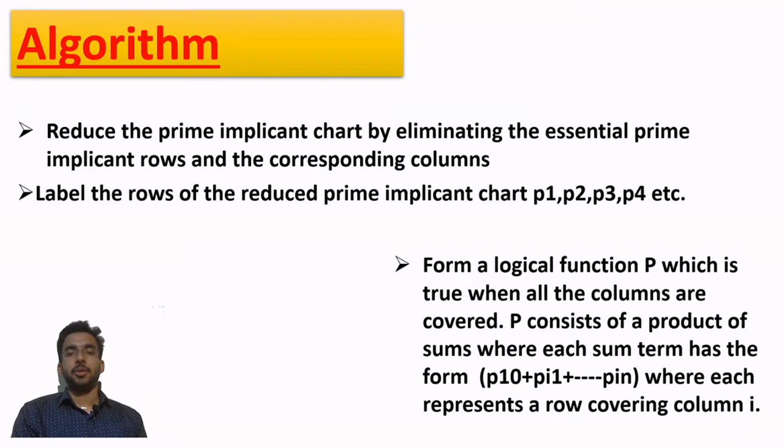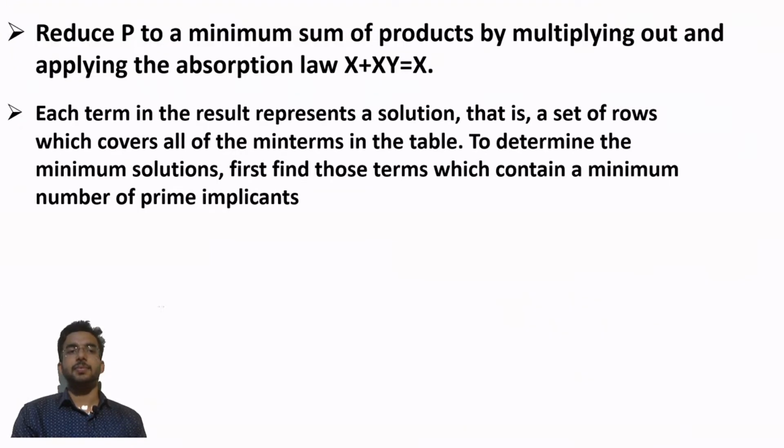The third step is to form a logical function P which is true when all the columns are covered. P consists of a product of sums where each sum term has the form P1 plus P2 and so on up to Pn, where each Pi represents a row covering the column. The fourth step is to reduce P to a minimum sum of products by multiplying out and applying the absorption law.